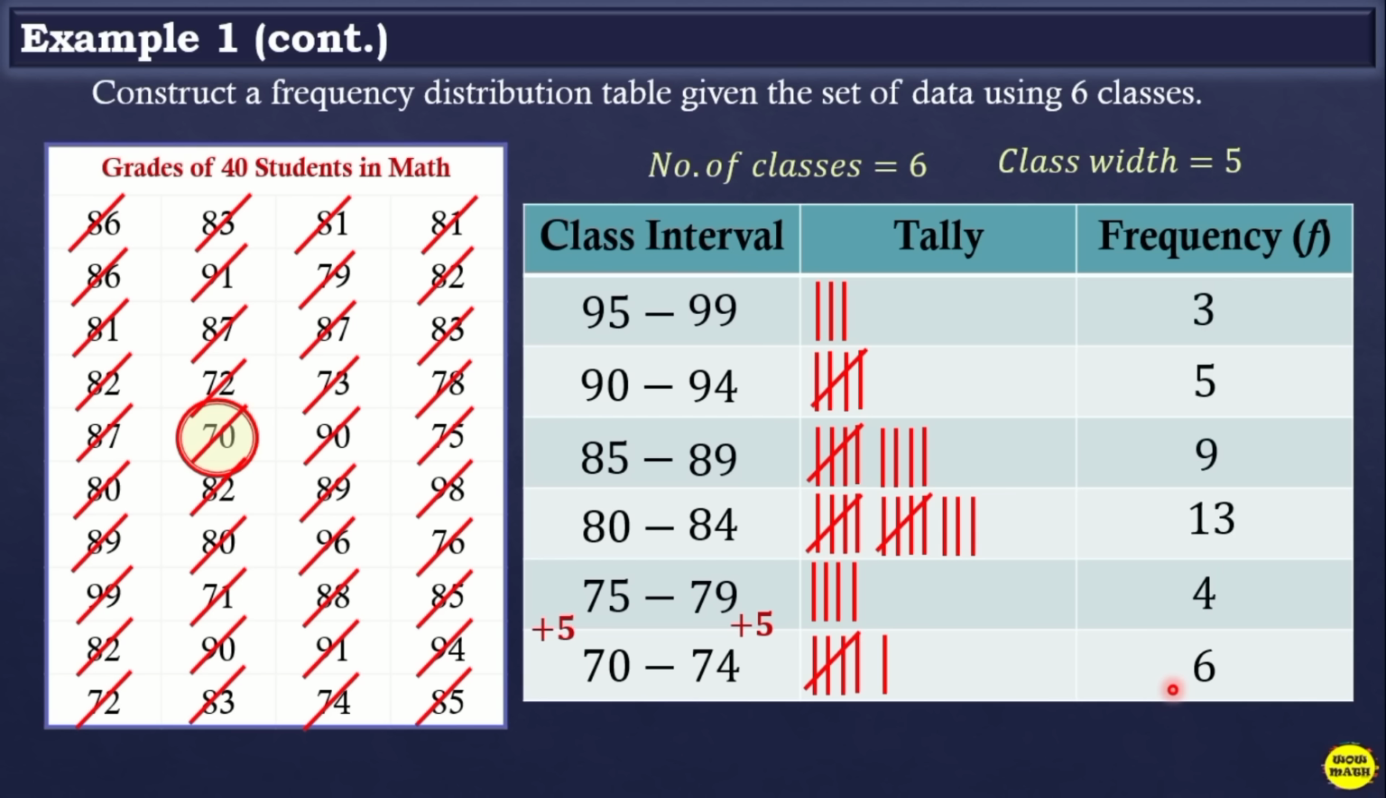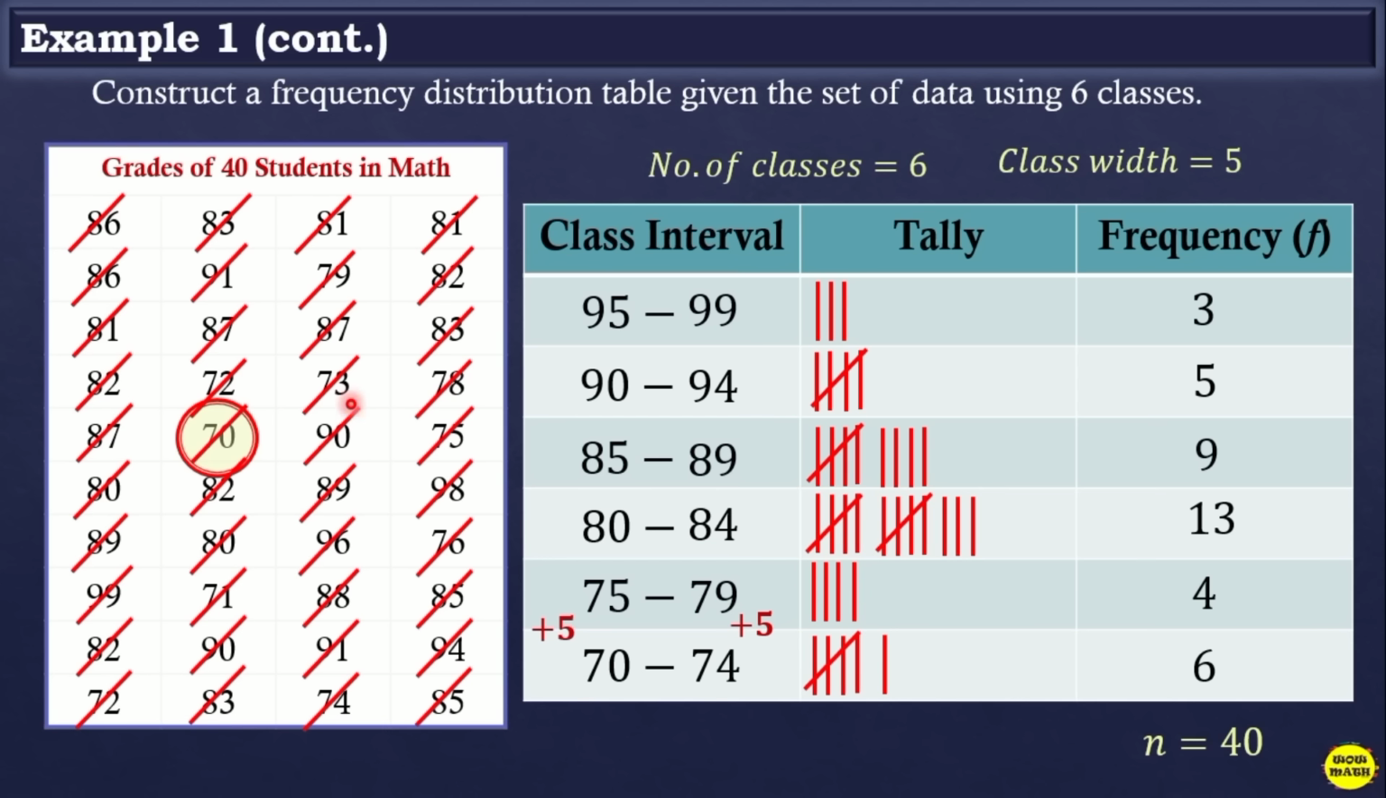Okay, from the given frequency, let's check if it is 40, because our data is 40. So the total should be 40. So, we have 6 plus 4 is 10, 23, 32, 37, and then 40. Okay, so since it tallies with our given data, therefore, our frequency distribution table is correct. So that is the first thing we check. Your frequency should tally with N, the total of the given data.